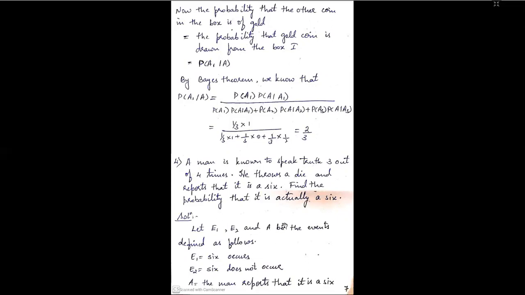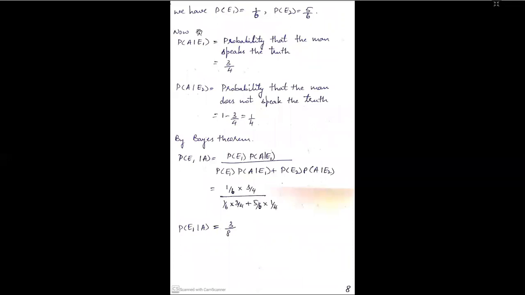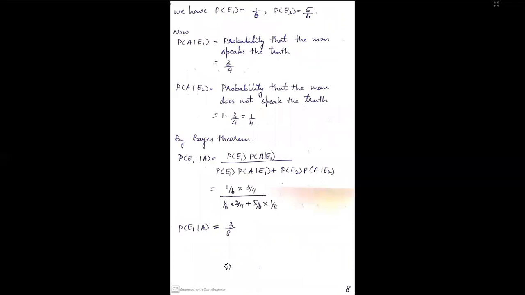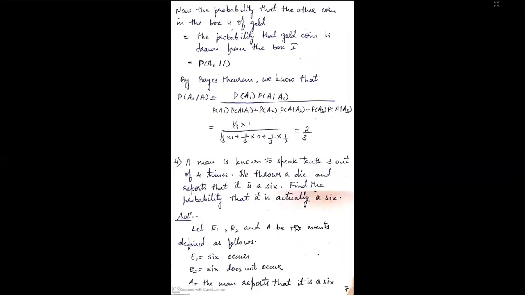So we need to check the probability that it is actually a 6 when the man told that it is a 6. So A is the event that the man reports that it is a 6. We don't know whether it is true or not; he just reports that it is a 6. So we need to find the probability that a 6 occurs, that is, the probability of E1 given A.